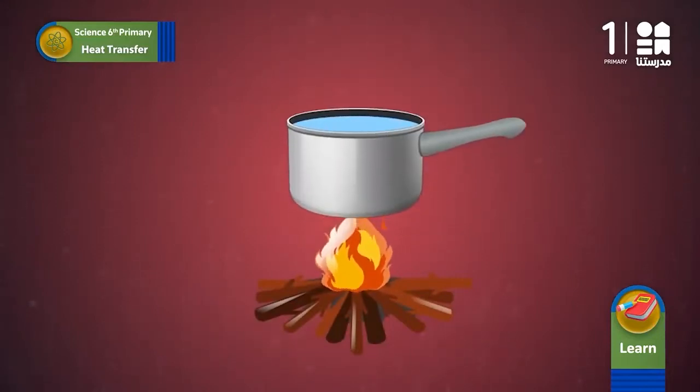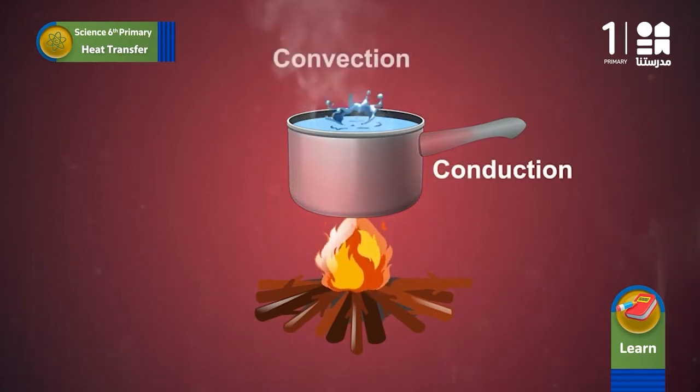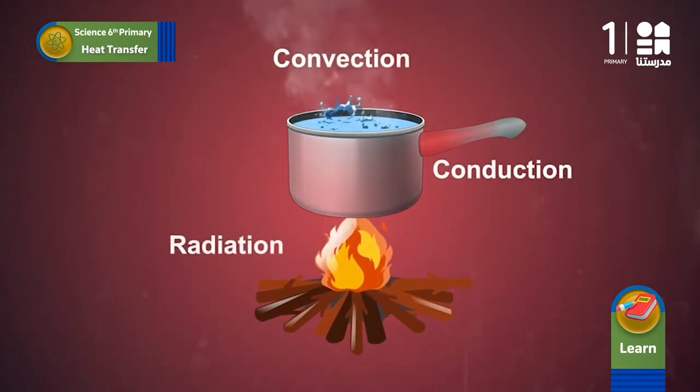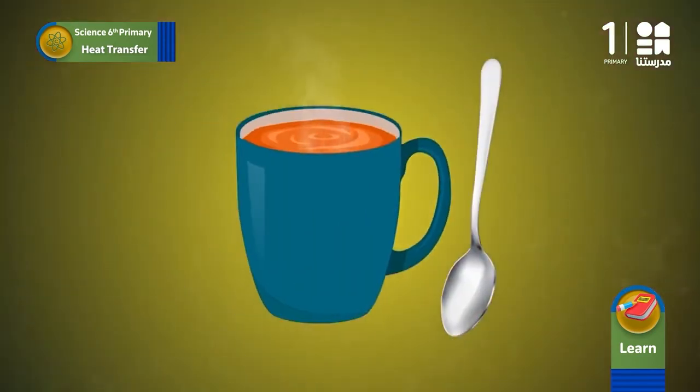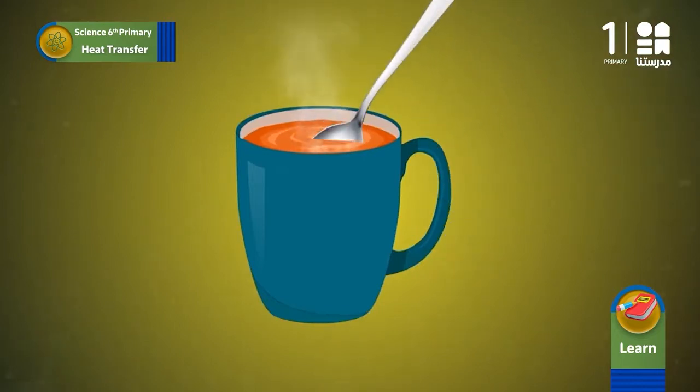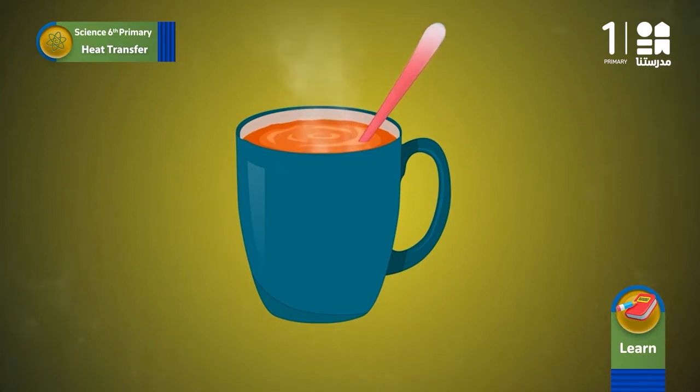Heat is the transfer of thermal energy from one place to another by conduction, convection, or radiation. Conduction is the transfer of heat between substances that are in direct contact with each other. Metals are good conductors of heat.